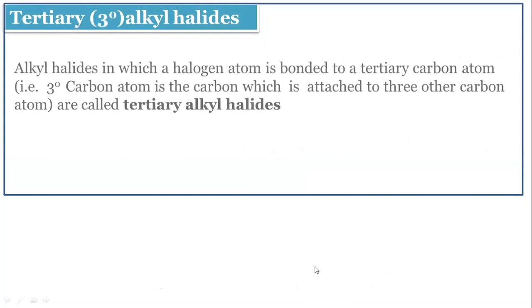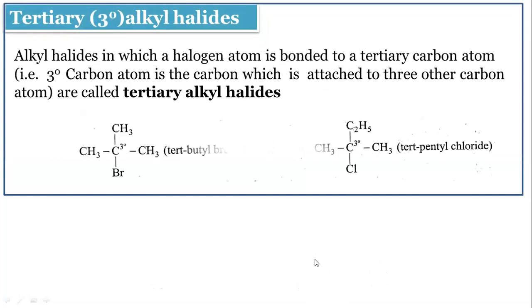Then tertiary alkyl halides, in which the halogen is bonded to a tertiary carbon atom. See, this carbon atom is tertiary because it is attached to three other carbon atoms. So this is first, this is second, and this is third. So this is an example of tertiary butyl bromide.